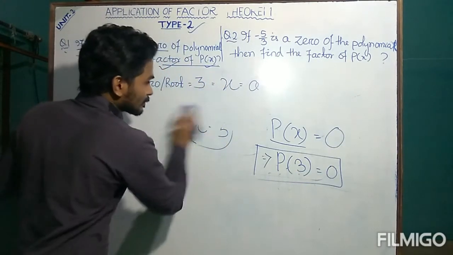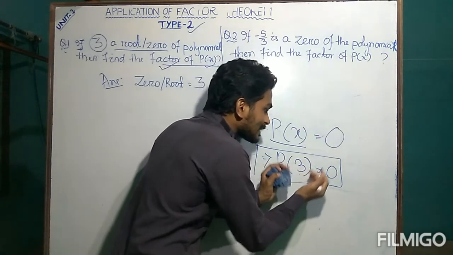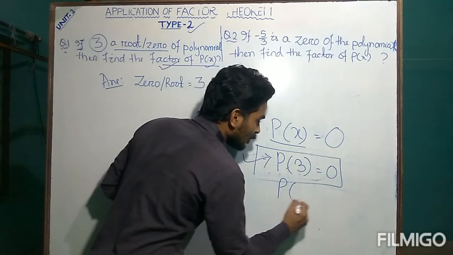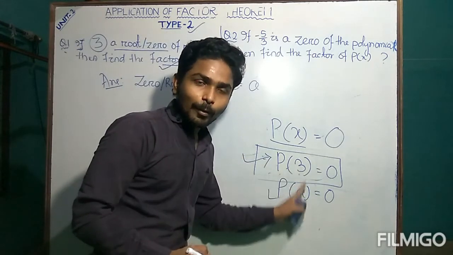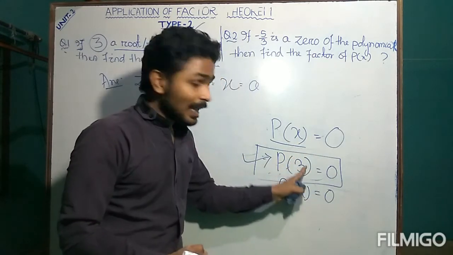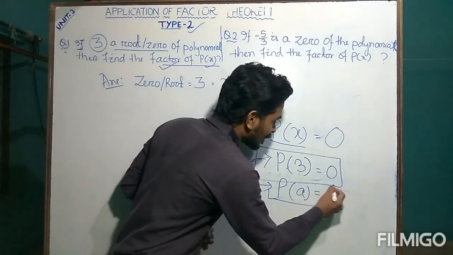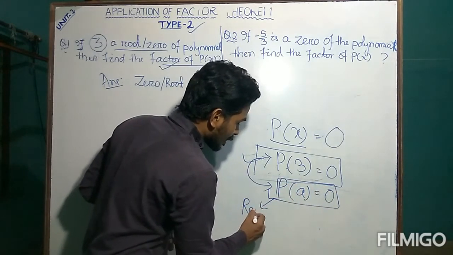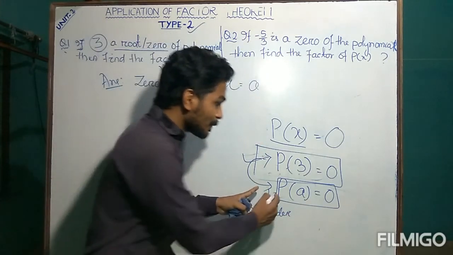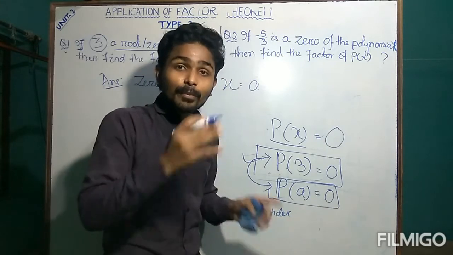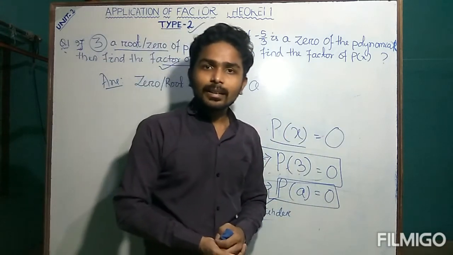Now, since P of x is equal to 0, what is given? It is given that the value of the polynomial is equal to 0 for x is equal to 3. Let's compare this with this equation. This equation is nothing but the equation of the remainder. Remember, P of a is known as the remainder of the polynomial. But here the remainder is given as 0.